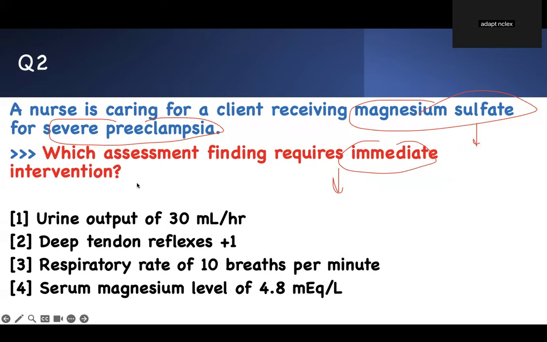You have to know certain things. If your urine output is less than 25, that is a problem. 30 is not bad. If you don't have reflexes, it's a problem. If your respiratory rate is less than 12, that is a problem. 10 is bad. The magnesium level is a little bit high, but it's acceptable because we give the patient what? Magnesium sulfate. But what is the problem? Which of these will you pick?